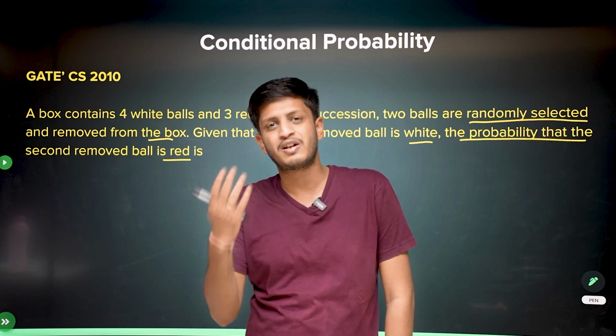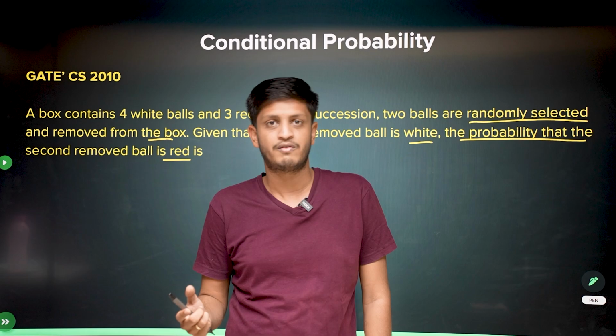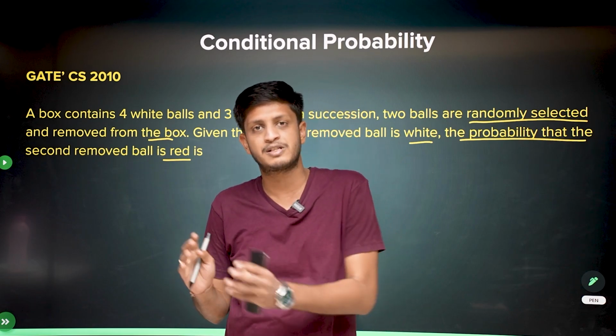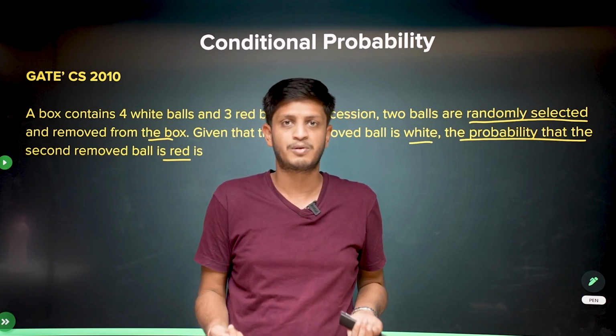What is conditional probability? It's very obvious, right? Given this event has happened, what is the probability of this happening? Now the sample space has reduced. So you can logically think about problems.